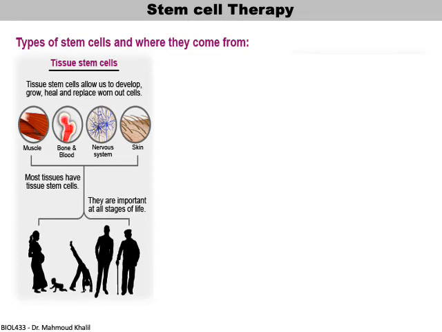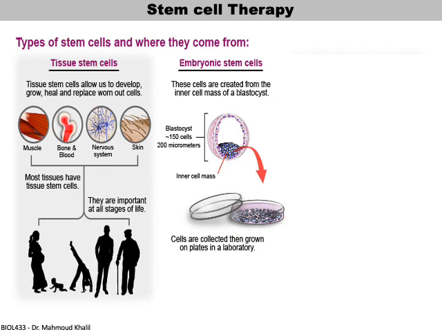Now we'll talk briefly about stem cell therapy, the types of stem cells and where they come from. The first type is the tissue stem cells. So tissue stem cells allow us to develop, grow, heal, and replace worn tissue. They can come from many types of tissue. Most tissues have tissue stem cells, and they are important at all stages of life.